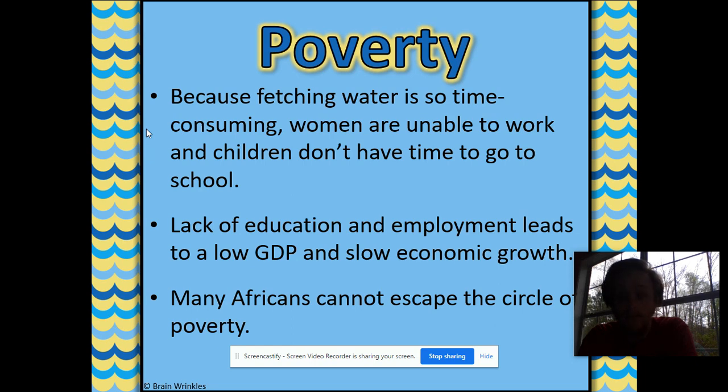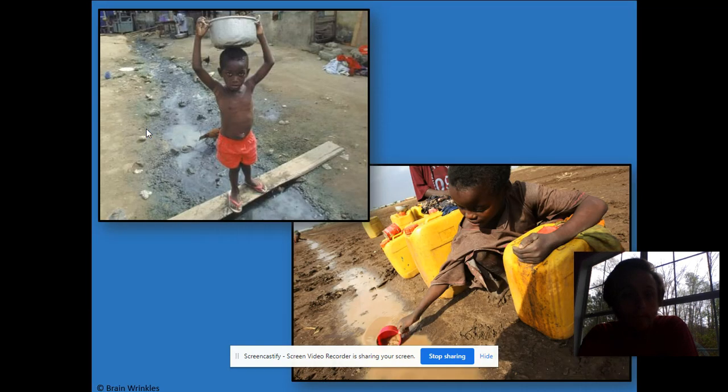That's exactly what you read in the article about Natalia. She wasn't able to go to school because she had to go get water. This is just another example of kids who should be in school, but they're not because they're having to go get water. And again, look at the cleanliness of the water, or lack thereof. There really is no cleanliness of the water.